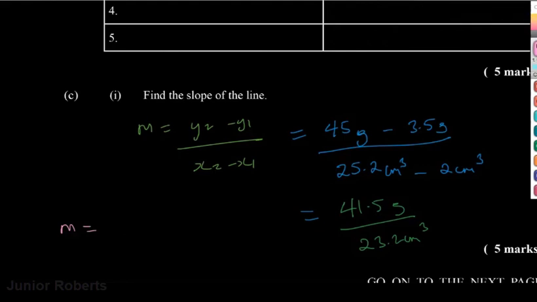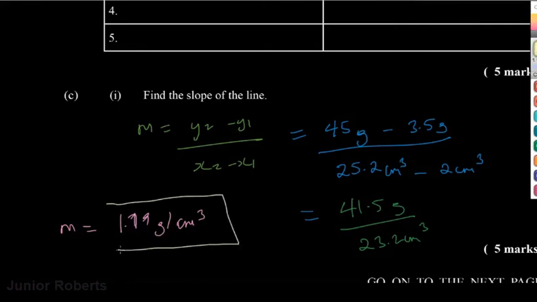Has anyone found the answers yet? Okay, 1.79 gram per centimeter cube, very good. So we get 1.79 gram per centimeter cube, right? And this value here, what do you think this value represents? What do you think this value, 1.79 gram per centimeter cube, represents?